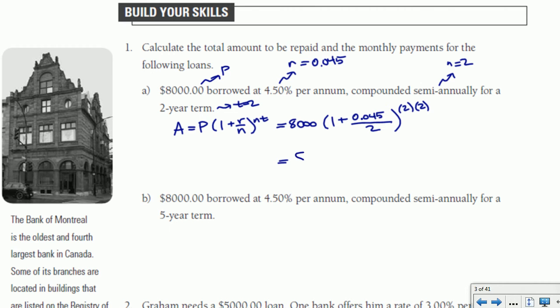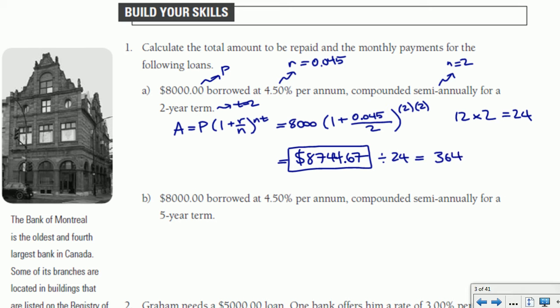$8,744.67. That's the amount that needs to be repaid. And if that amount needs to be repaid over 2 years every month, there's 12 months in a year, and we multiply that by 2, so there's 24 months total in 2 years. So if we divide this amount by 24, we get a monthly repayment of $364.36.